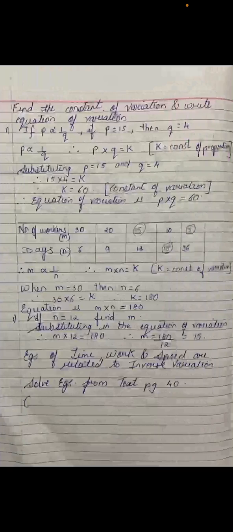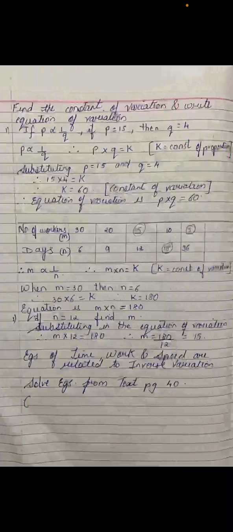Now, m varies inversely as 1 upon n. Therefore, m into n is equal to k. K is a constant of variation. Now, when m is equal to 30, n is equal to 6. Therefore, 30 into 6 is equal to k. Therefore, k is equal to 180. Now, equation is m into n is equal to 180.